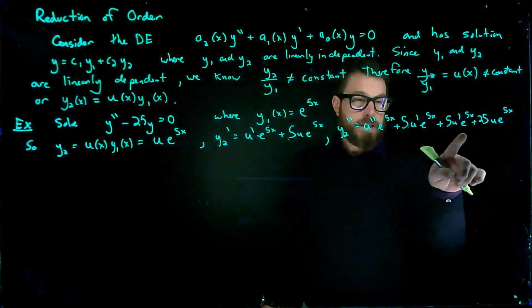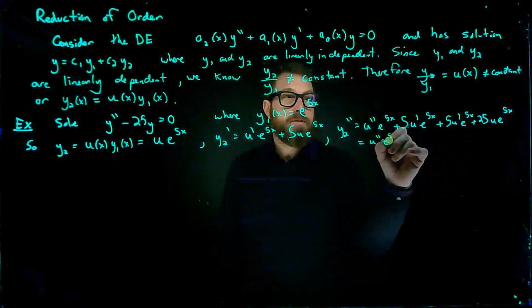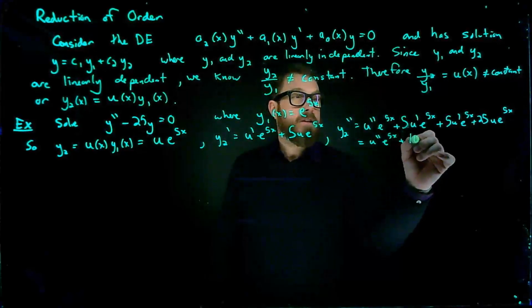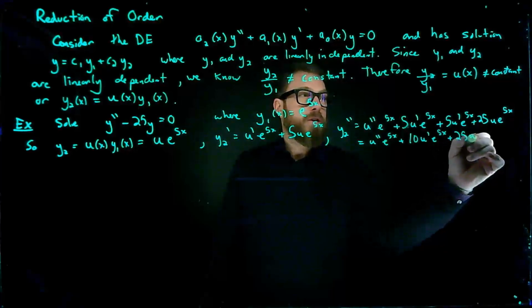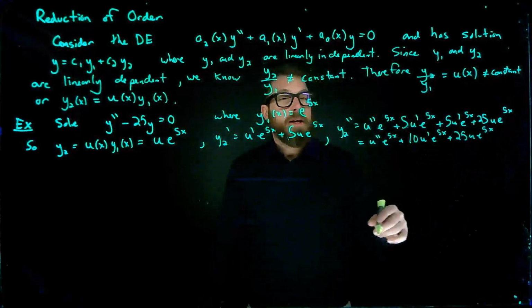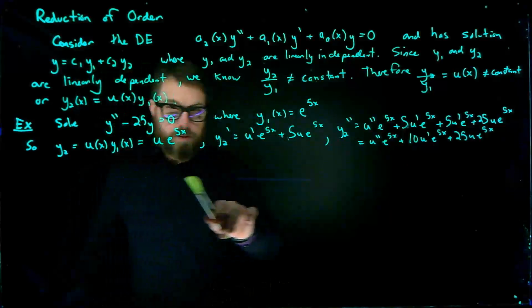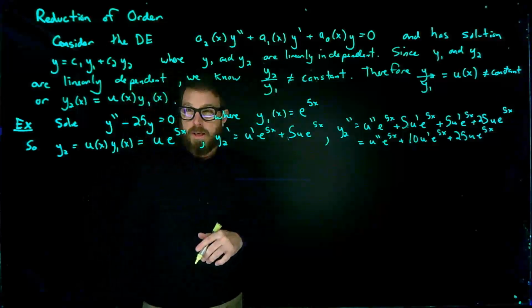Now we can see that these things will combine, so this is going to be u double prime e to the 5x plus, sorry, not 25, but 10 u prime e to the 5x, and then plus 25 u e to the 5x. Okay, now remember that this is supposed to be a solution. So when I plug all its derivatives back into the differential equation, it better spit out 0.